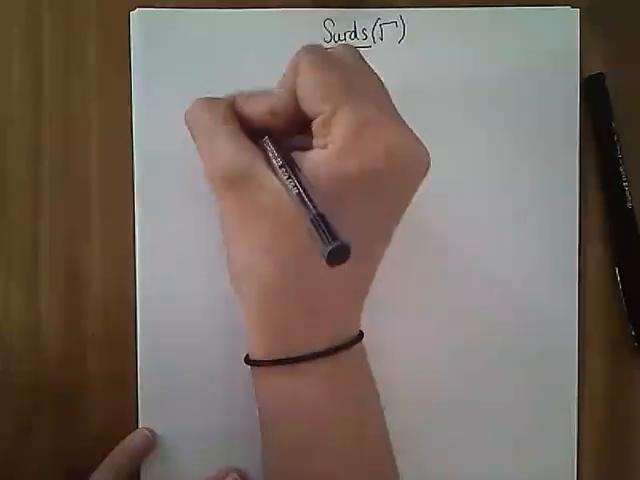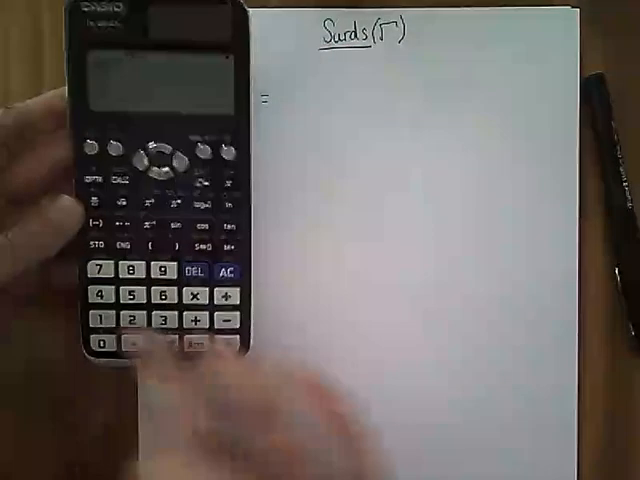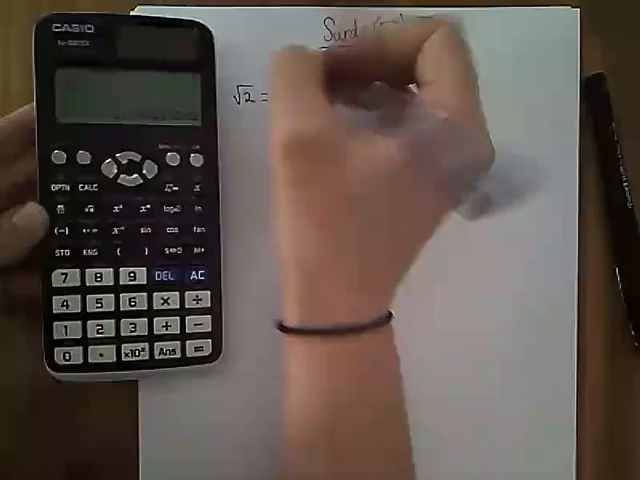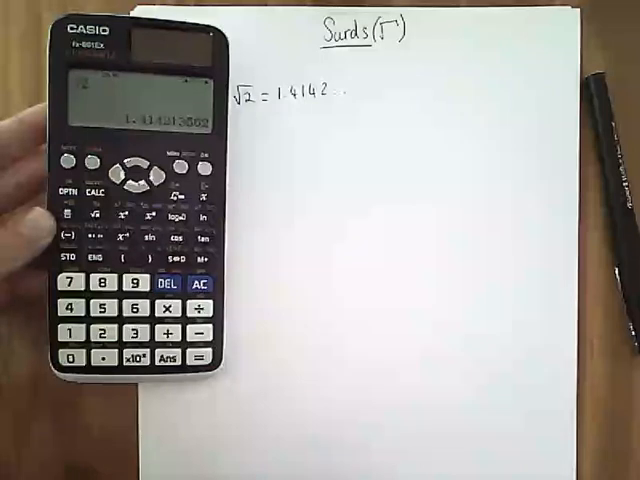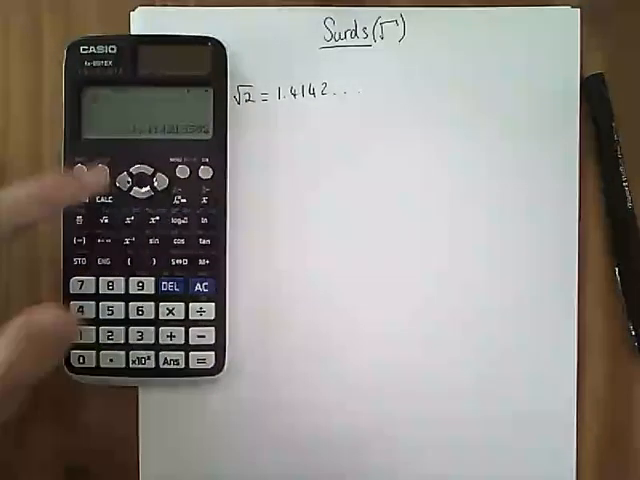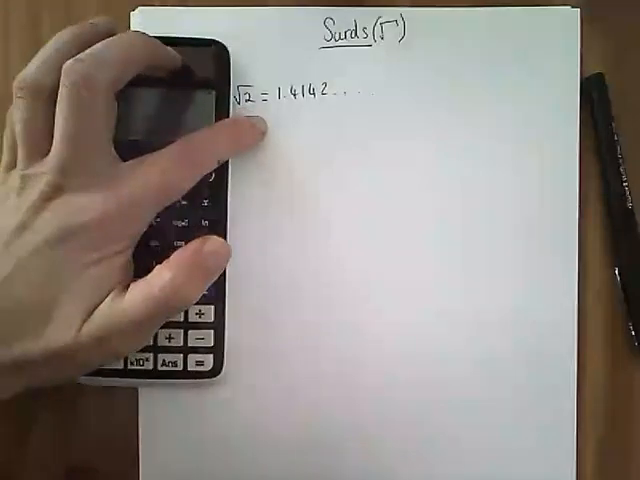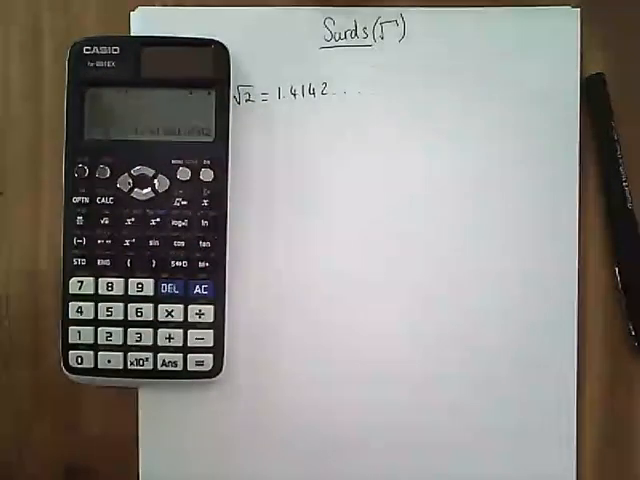So for example, root 2, if we were going to write root 2 in our calculator and press equals, it would be 1.414 and so on. But if we were going to use that in a calculation, it would be much easier for us to use root 2 than it would for us to use 1.412 and so on. Okay, that is the point of a surd.